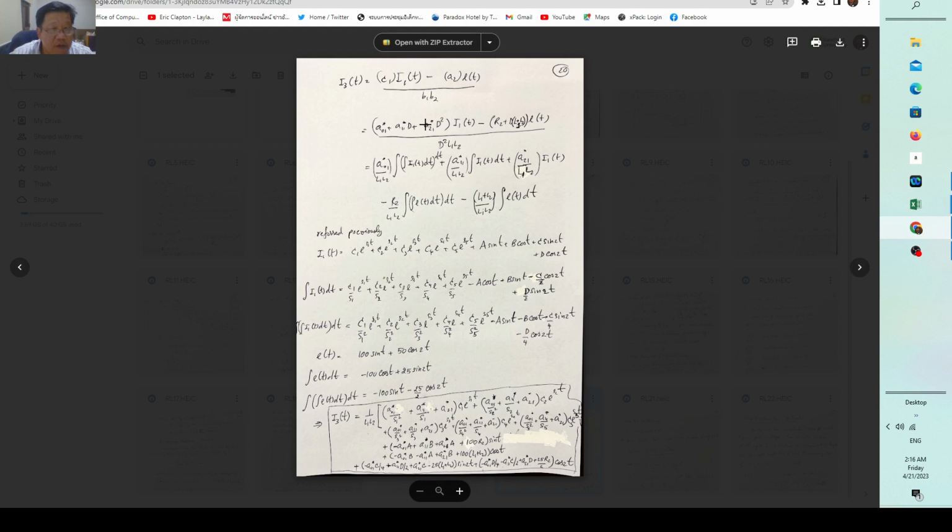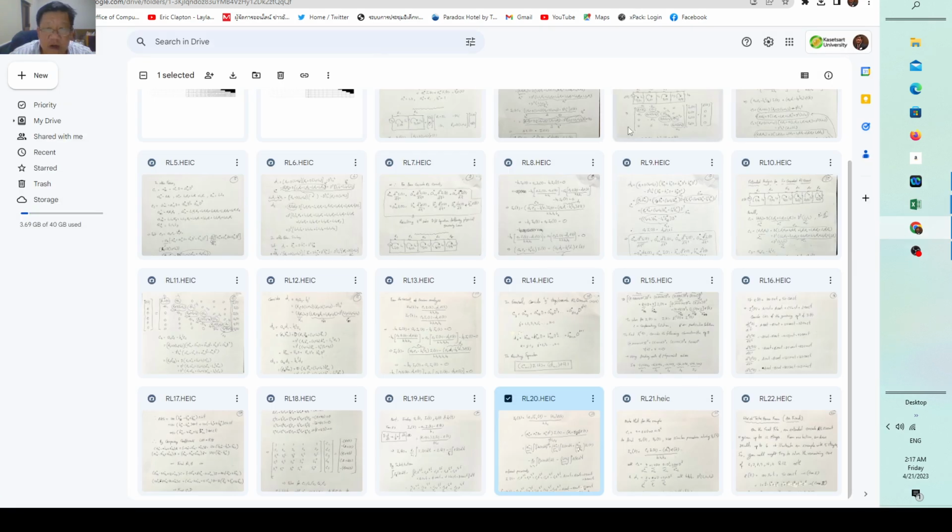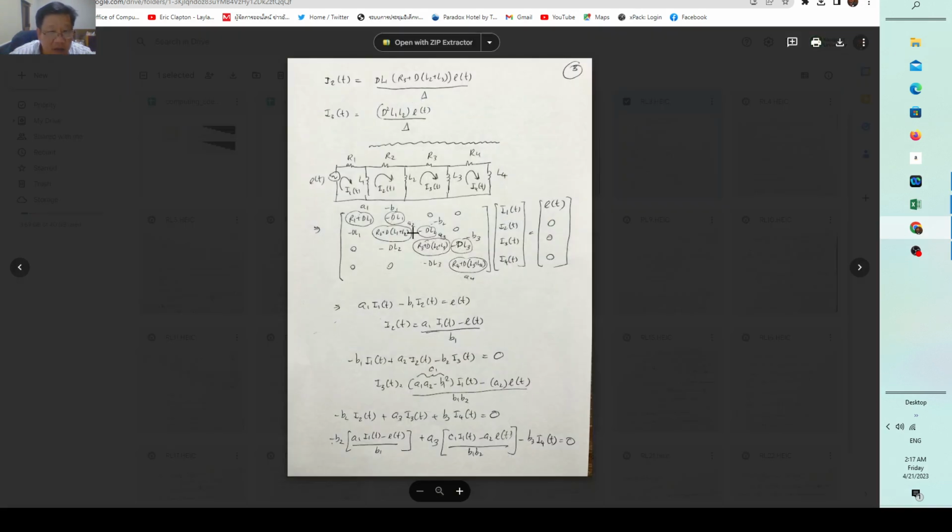This one is C sub 1 multiplied by I1 equal to A2. What is A2? A2 is R2 plus D times L2 plus L1 together. Where did they get this from? From the original here. Right? This is A2. A2 is R2 plus D times L1 plus L2. I don't think I made any mistake here.